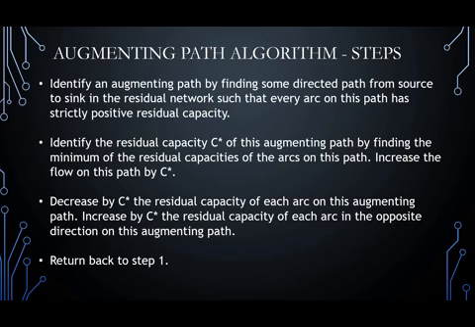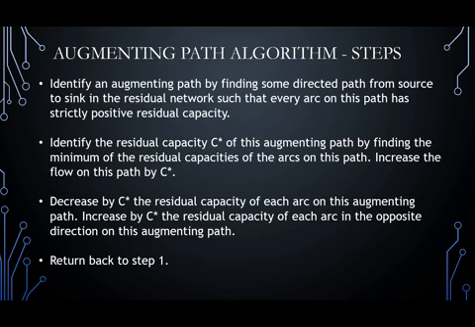Therefore, we say that strictly positive residual capacity has to be maintained. If you have an arc with a capacity of 5 liters, then you can allow a maximum of only 5 liters or anything less than that. Only then will the residual capacities be strictly positive. Then coming to the second step.